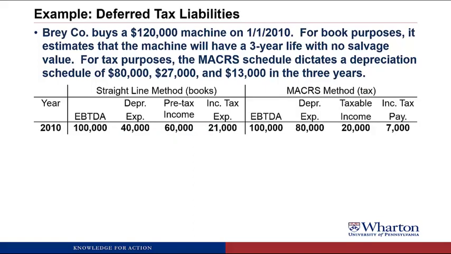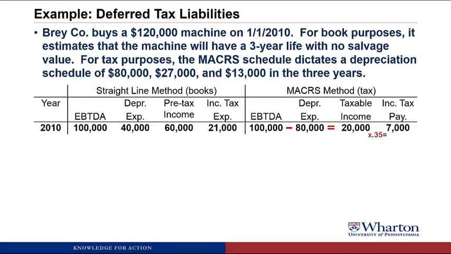On the right side, or the credit side of the screen, you'll see MACRS method. This is what we're using for tax purposes. So we'll assume, again, for the purpose of this example, that our earnings before taxes and depreciation is $100,000. We'll subtract the depreciation expense of $80,000, which is what's dictated by the MACRS schedule, to get a taxable income of only $20,000. We take that taxable income times 35% to get income tax payable of $7,000.